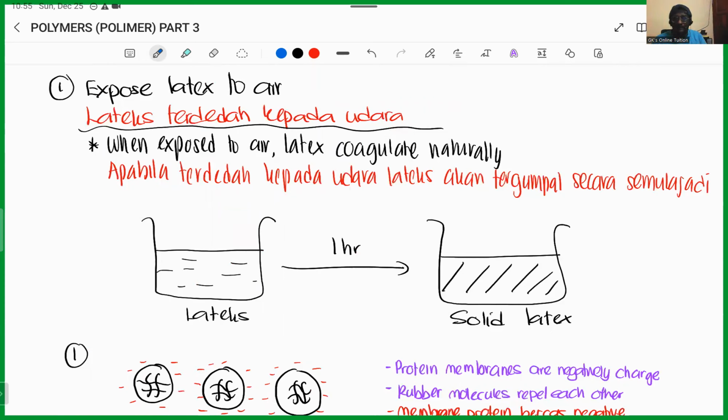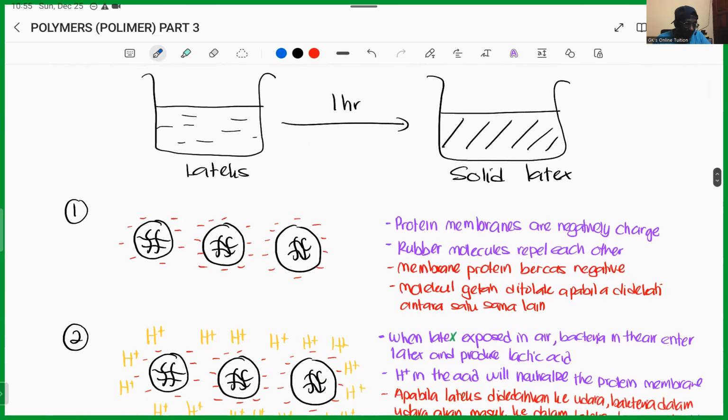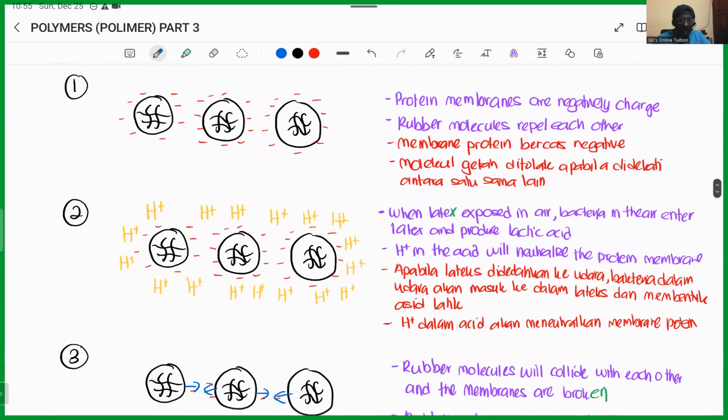It will change to solid within a few hours. Contoh saya letak sini, latex, kamu biar je dalam udara, apa yang berlaku, dia akan tukar jadi pepejal. It will change into latex solid. Secara semula jadi. Tak perlu letak apa-apa. So what is actually happening? Itu yang pelajar kena tahu. Itu yang akan ditanya dalam peperiksaan. So saya dah buat lukisan sikit untuk kamu faham.